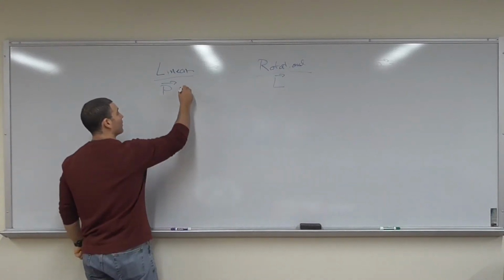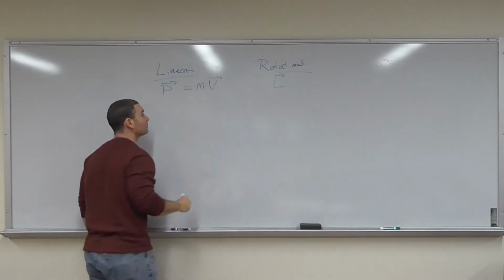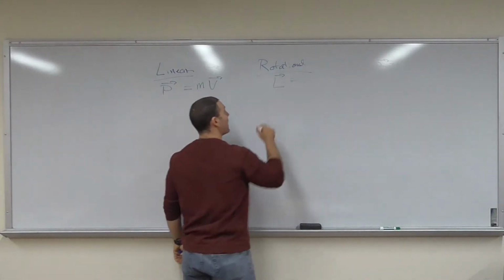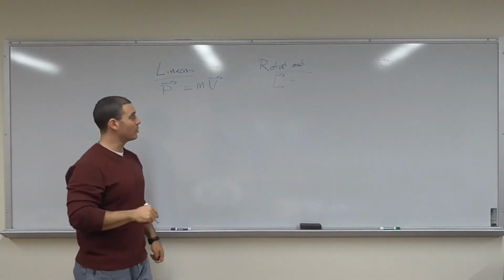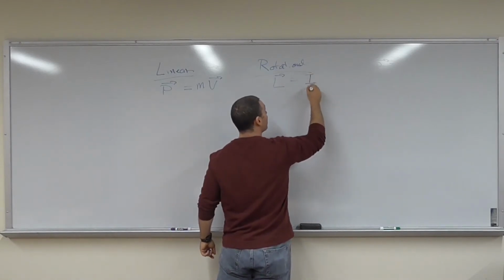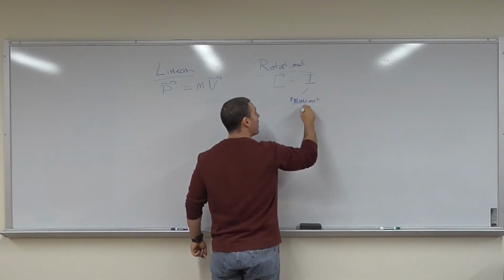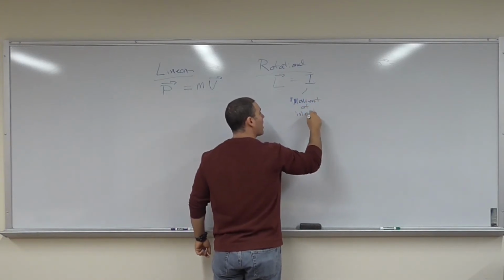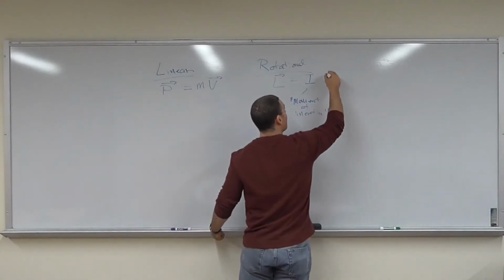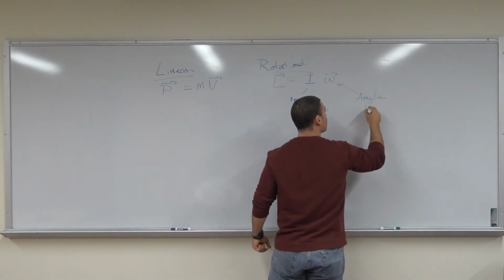And further, we know that our linear momentum is m times v, where this is the mass and this is the velocity. Well, there's a similar analogy in rotational motion. That is, I don't have the mass, I have something called the moment of inertia, multiplied by omega, which is our angular velocity.